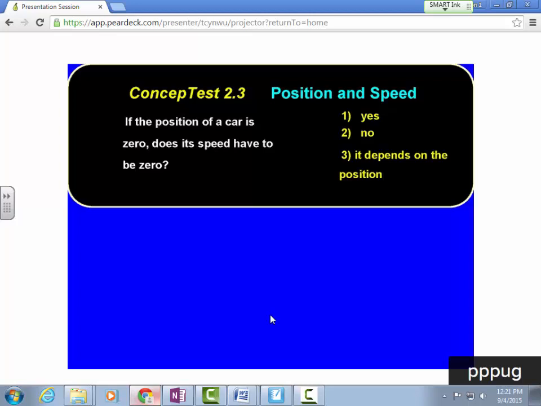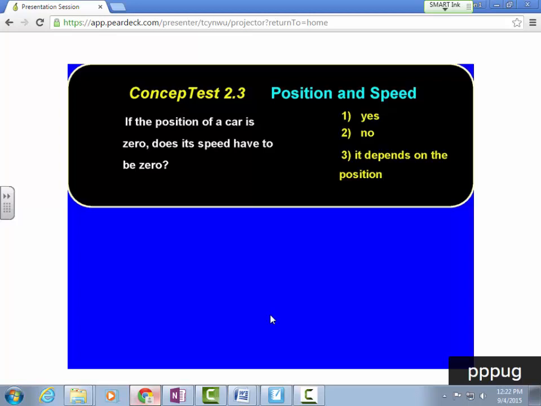3, 2, time. Okay. Anyone want to volunteer an answer? Come on now. Don't make me roll dice. Don't make me roll the dice. Yes. Correct.